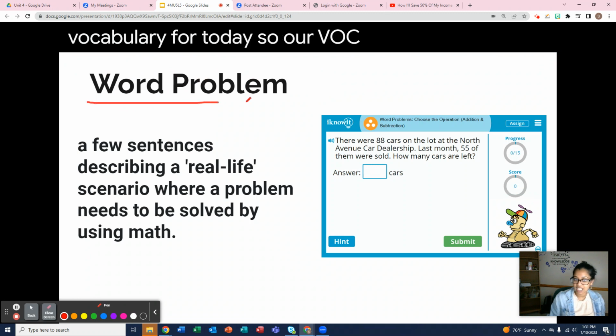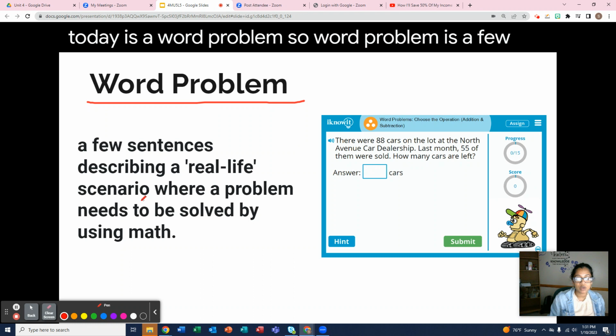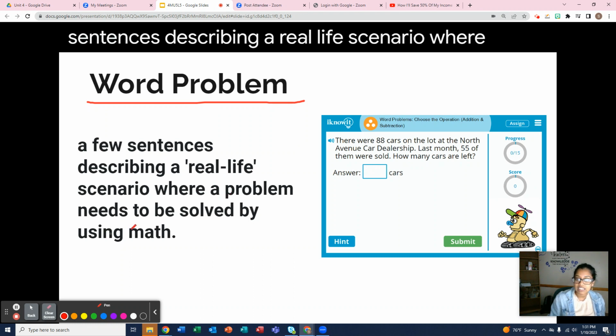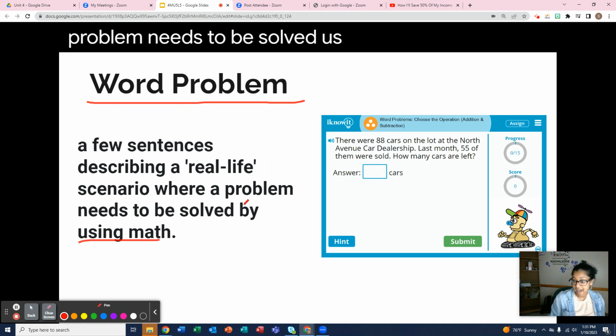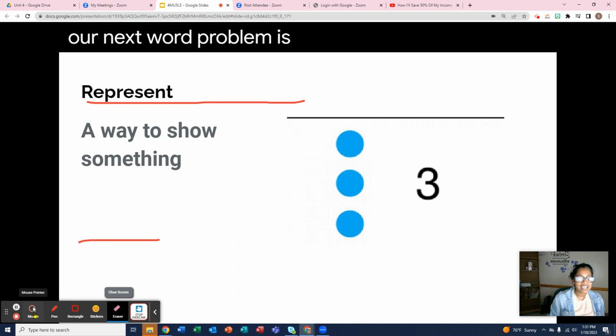All right. Let's go ahead and go into our vocabulary for today. So our vocabulary word for today is word problem. A word problem is a few sentences describing a real life scenario where a problem needs to be solved using math.